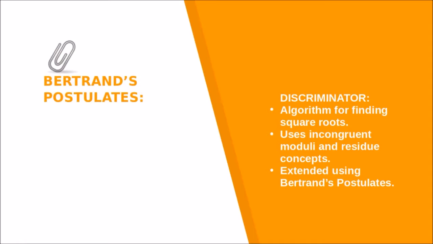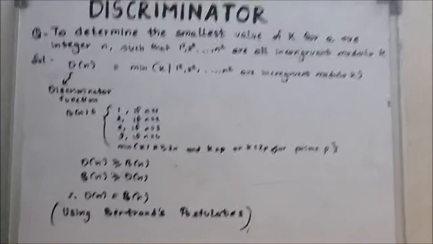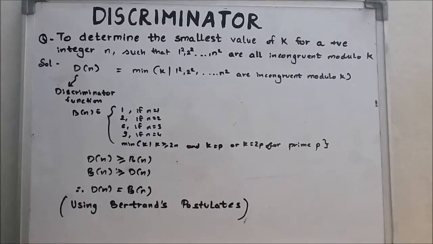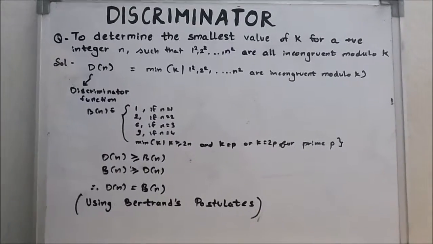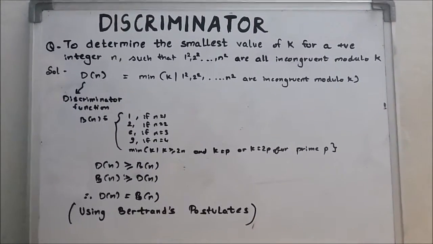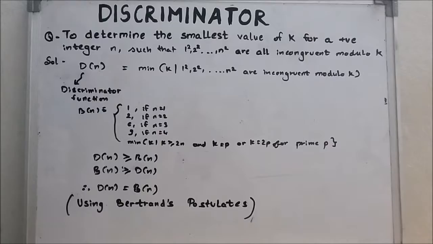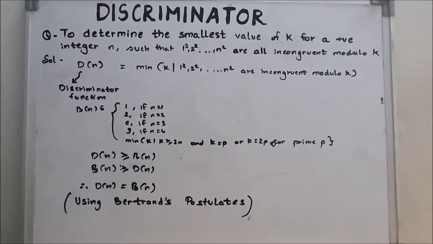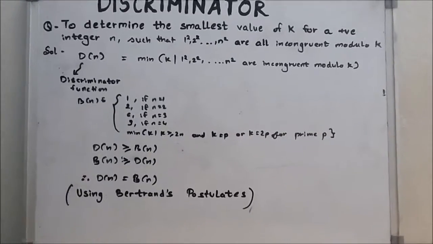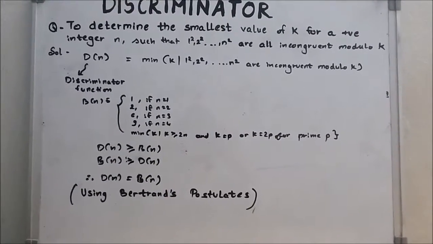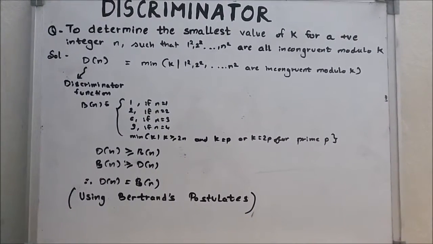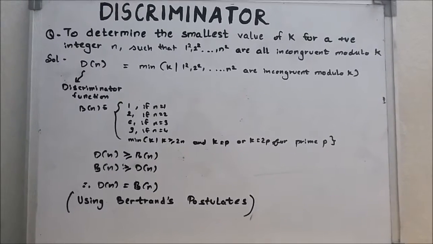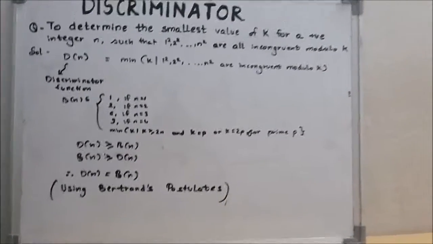First is the discriminator. Let us see the discriminator function. Here the question is to determine the smallest value of k for a positive integer n such that 1 squared, 2 squared, up to n squared are all incongruent modulo k. So it is used for finding square roots of perfect squares. But the size of the number is not defined or not known. Hence take S equal to the set of 1 squared, 2 squared, to n squared. Here we want to know what the size of S is.